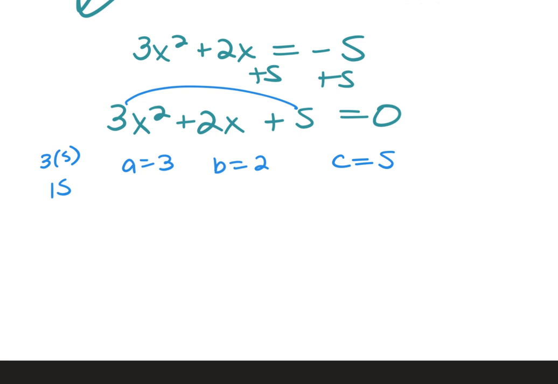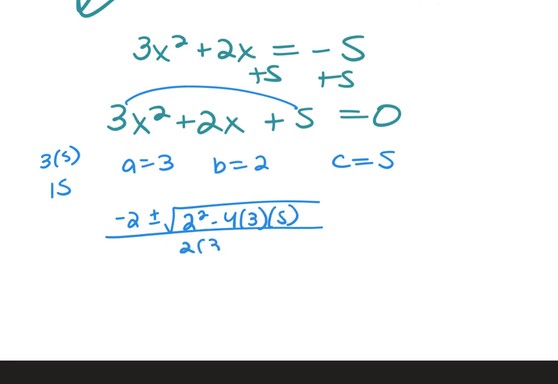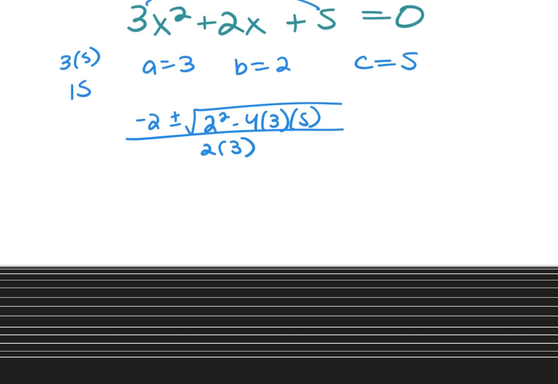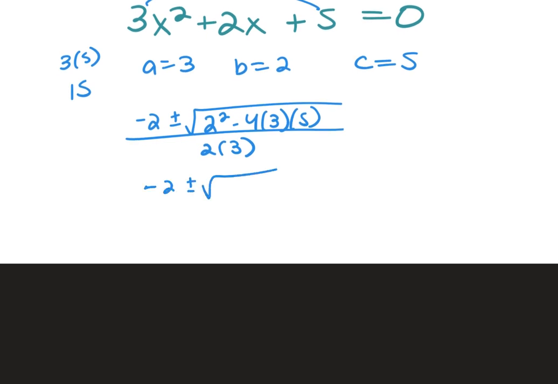And we have to do quadratic. I would definitely recommend quadratic over complete the square. That's your other option. So negative b plus and minus the square root of b squared minus 4 times a times c over 2 times a. Negative 2 plus and minus the square root of 4. This is 12 times 5, which is 60. So minus 60 over 6.